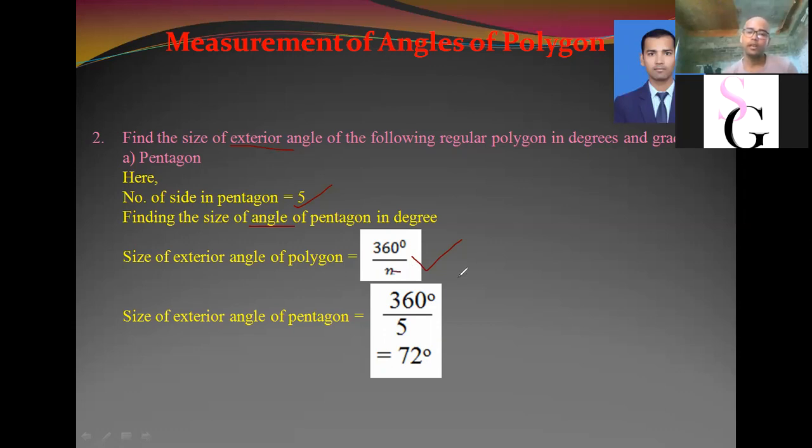as we know, n denotes the number of sides of the polygon. Here, the number of sides in a pentagon is 5, and the size of the exterior angle of a pentagon is 360 degrees divided by n, which is 5. When 360 degrees is divided by 5, we get 72 degrees. That is the first angle in degrees as per the question.